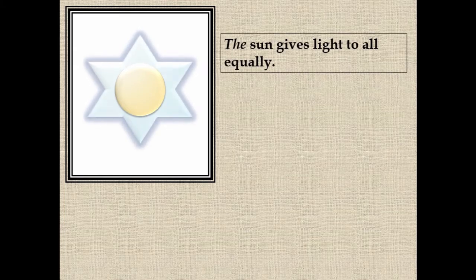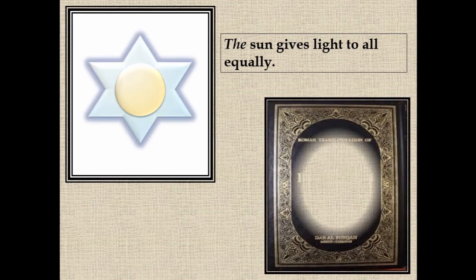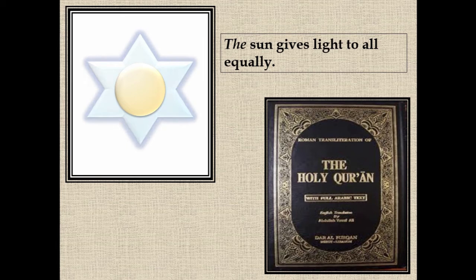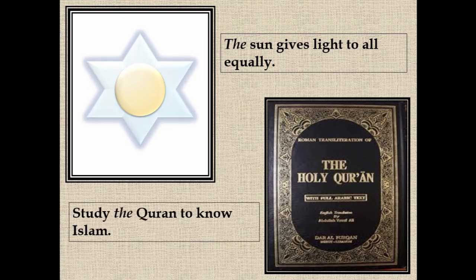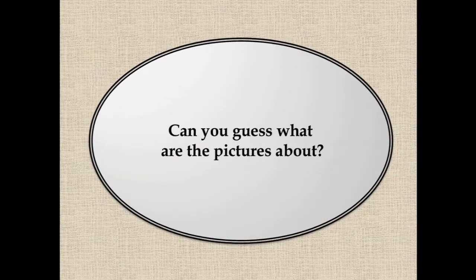Now, what do you see? The sun gives light to all equally. And next, the Holy Quran. Study the Quran to know Islam. Can you guess what the pictures are about? I think you all have known.